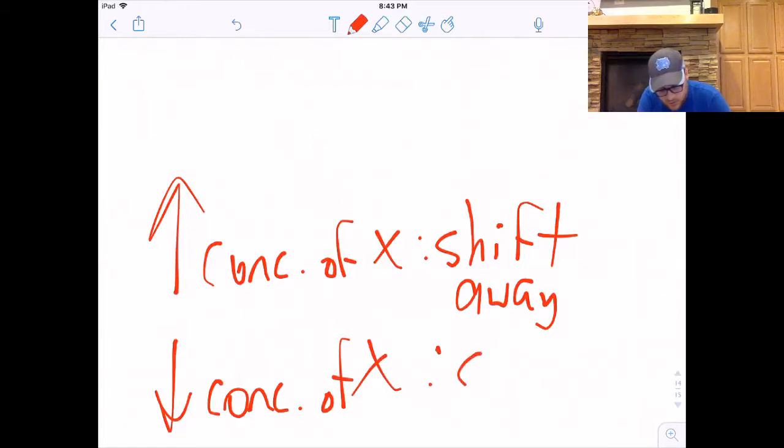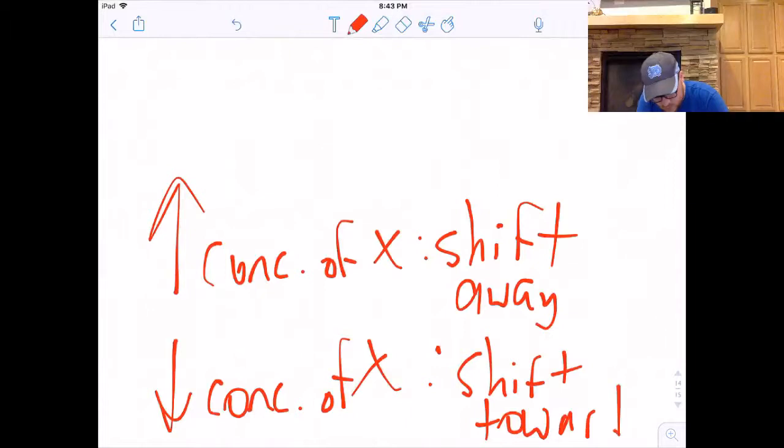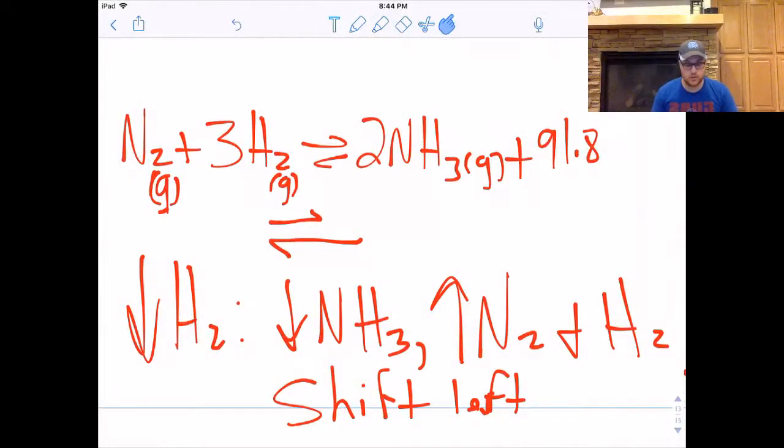So if you increase N2 or H2, it will shift toward NH3, and less N2 and H2 will be seen. If you increase NH3, it will shift towards N2 and H2, make more N2 and H2, and there will be less NH3. If you decrease N2 or H2, it will shift towards N2 and H2. It will shift left, make more N2 and H2 than NH3 is being made. So N2 and H2 will go up, NH3 will go down.